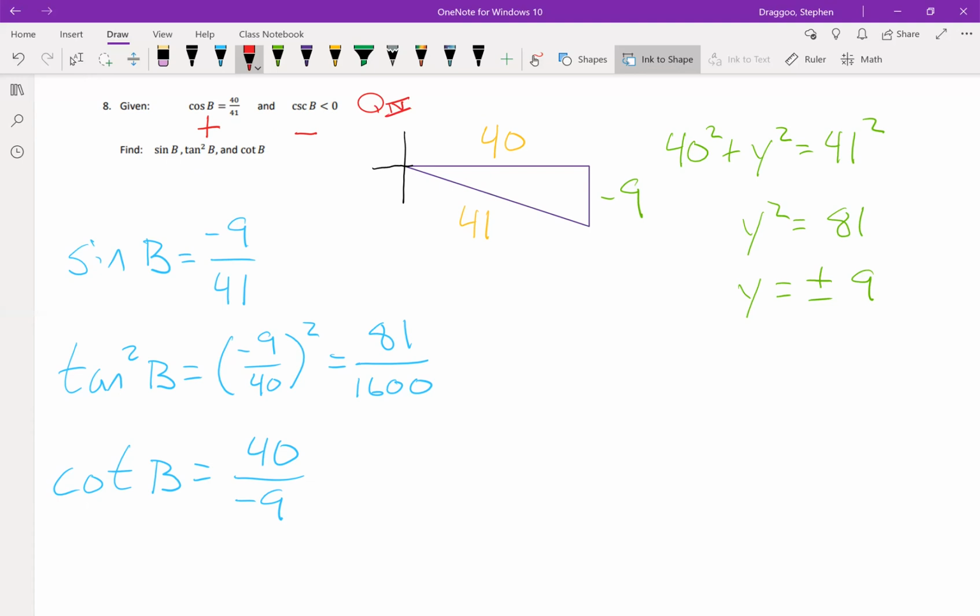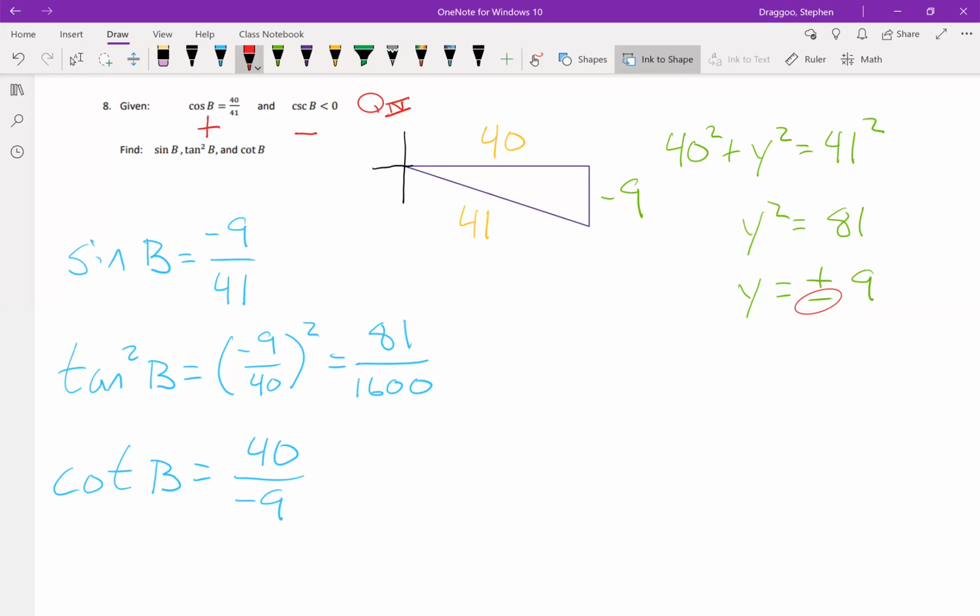So cosine is 40 over 41, so my adjacent side is 40 and my hypotenuse is 41. Use the Pythagorean theorem to get my missing side y, and I find that it's either plus or minus 9. Because we're in the fourth quadrant where I have negative y values, I again take the negative value for 9.